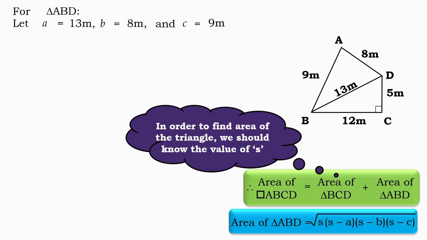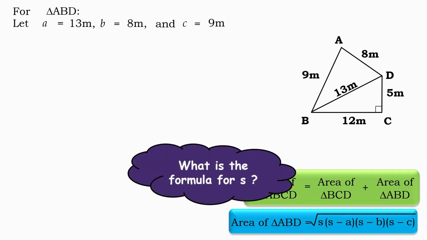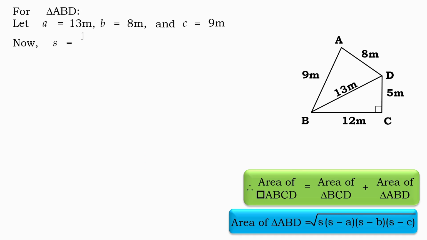Now in order to find the area of the triangle, we should know the value of S. So what is S? S is the semi-perimeter, that is half of the perimeter. So let's calculate S's value first. Half of A plus B plus C, that is half multiplied by 13 plus 8 plus 9.